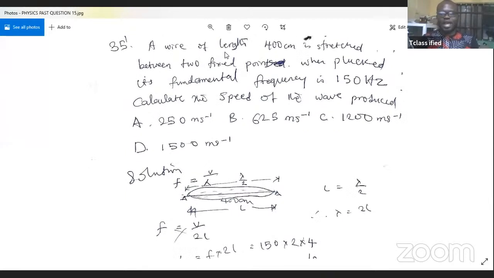You see, a wire of length 400. Can you see that? A wire of length 400. This is the length of the wire. From here to here is 400. It is stretched between two fixed points. So it's just between these two fixed points. They didn't tell you that it is fixed somewhere in the middle. Now, when it is plucked, this is the wire. When you pluck it, it will start vibrating up and down. Do you understand? So the diagram you draw is based on the question that you are given. The diagram I just gave you now is from what I read from the question.